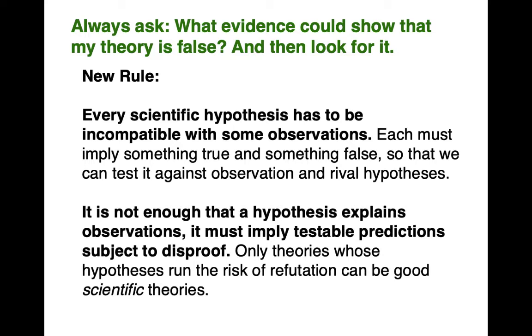So you always have to ask, what evidence could show that my theory is false? And then look for it. Every scientific hypothesis has to be incompatible with some observations. Each must imply something true and something false. You always have to look for what would make it false. It's easy to find confirmations if you look.